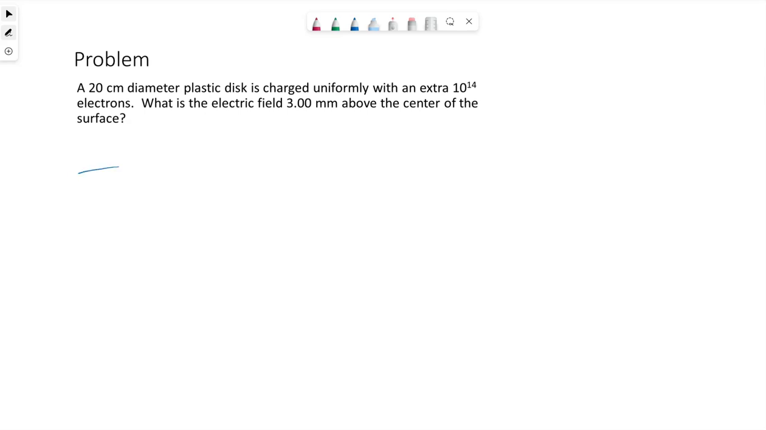All right, so here's our disc, kind of trying to draw a side view. We have a bunch of electrons everywhere, and we want to find the field a distance of 3, not 30, millimeters above that surface. Okay, well, this is a disk. So I'm going to go and find E of a disk off the test notes. It looks like this.